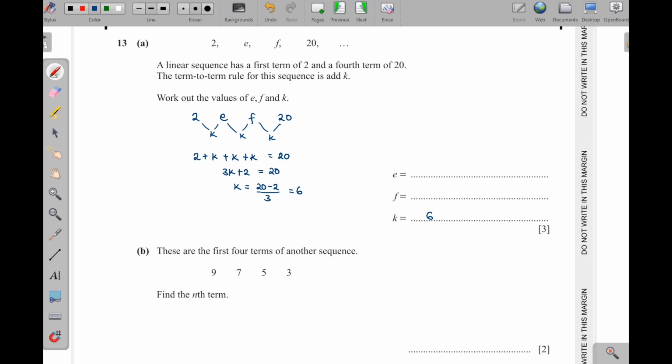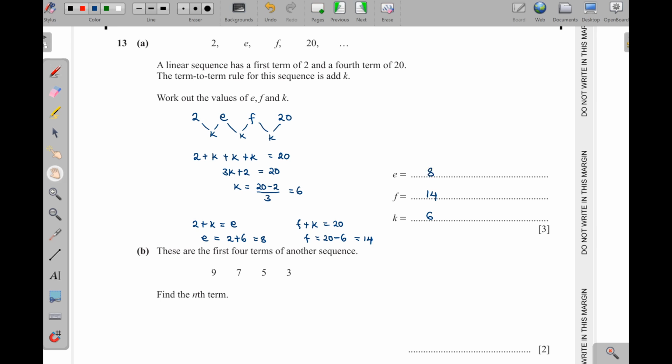Okay, then what is E? We know that 2 plus K is equal to E. So don't you think E is equal to 2 plus 6? That would be 8, not so? And then also we have F plus K will give us 20. That means F will be equal to 20 minus K, which K is 6, and this is 14. So F has to be 14, and then E has to be 8.